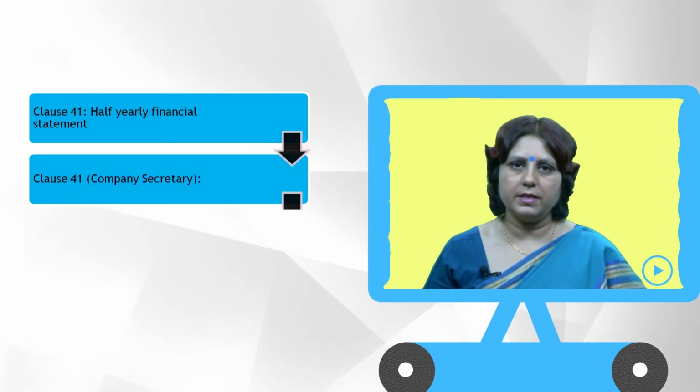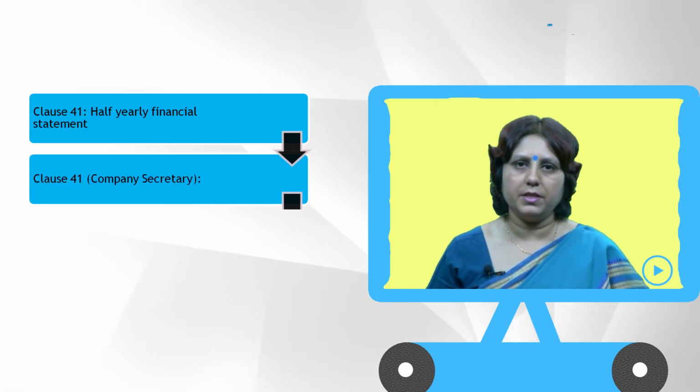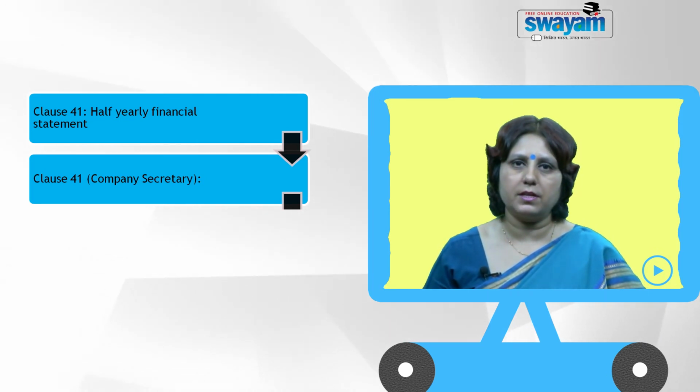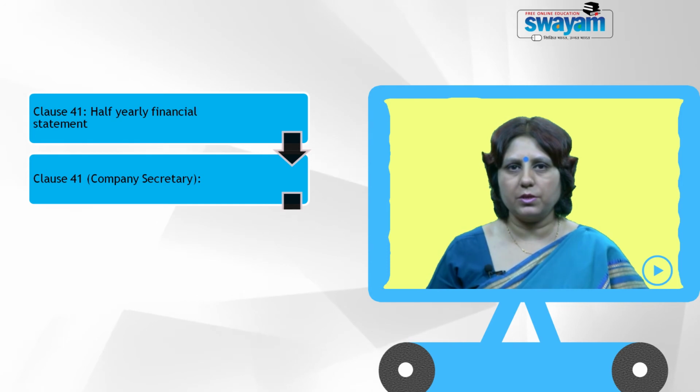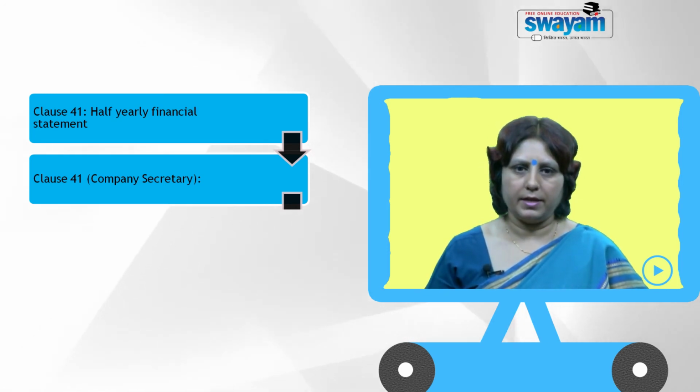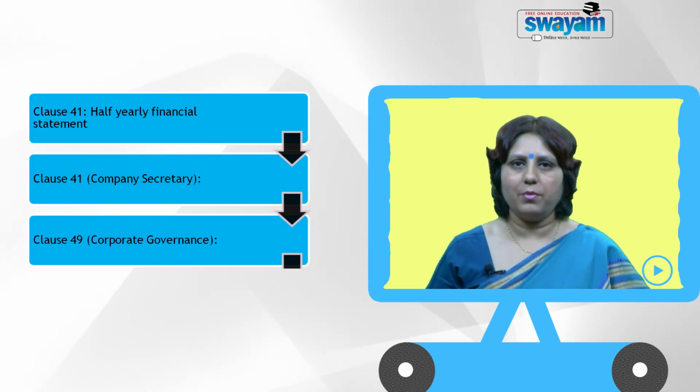And clause 41 says that every public company should have a company secretary, who should take care of the due diligence for the share transfer, and he will be the person who will be responsible for the compliance under the act. And clause 49 is a very important clause.